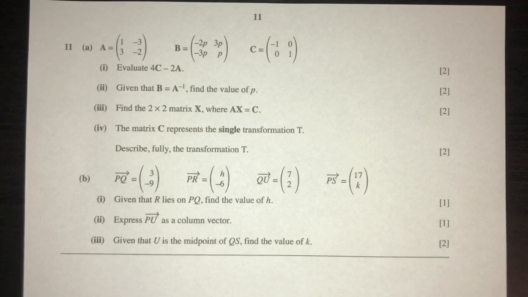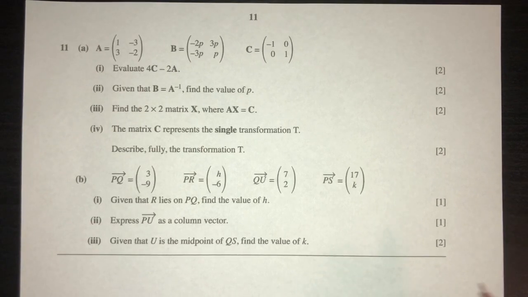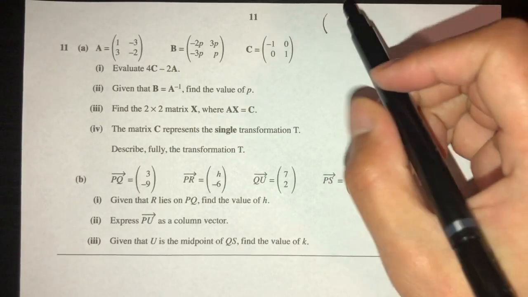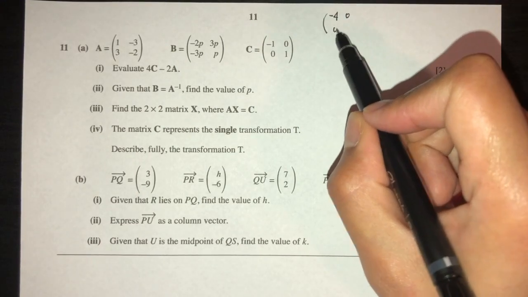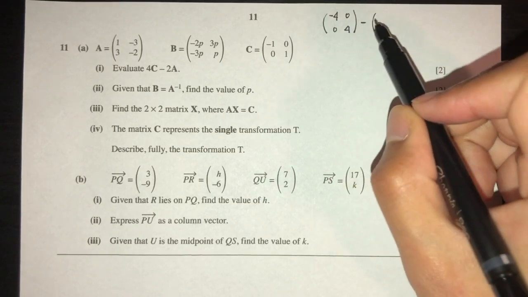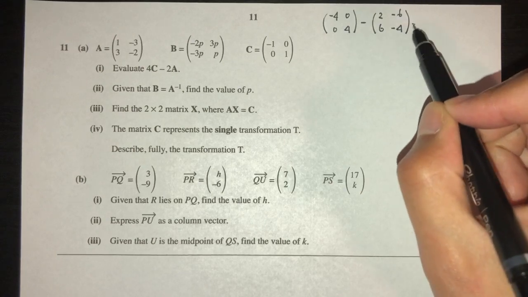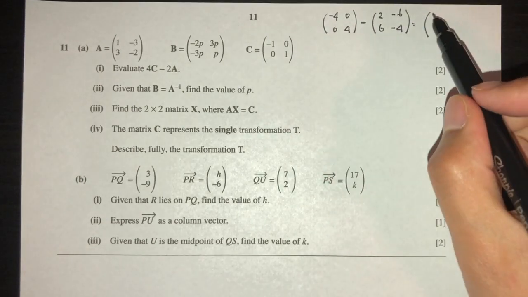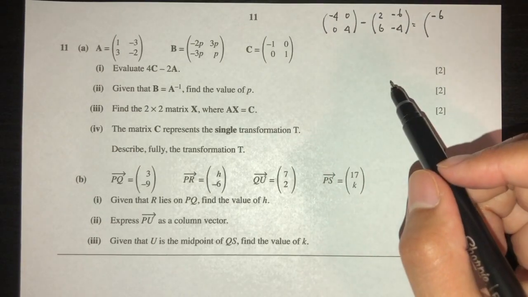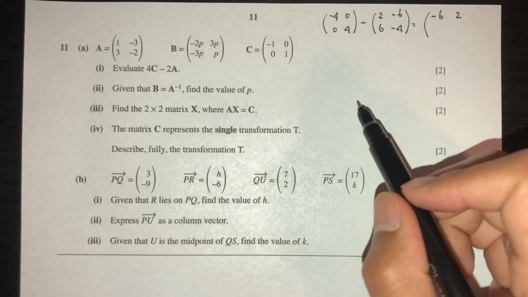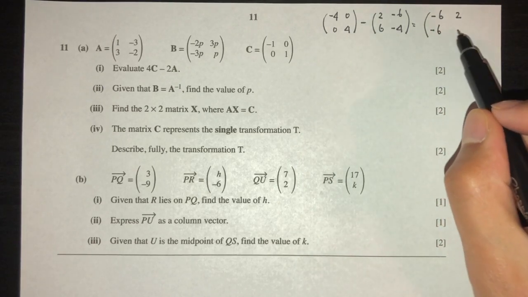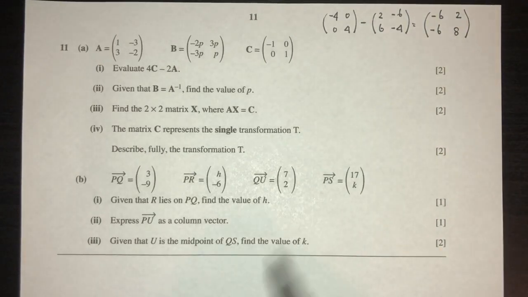So part A, we have a matrix A. Part B, we have B and C as well. So part 1, we have to find 4C minus 2A. Pretty easy, this one. So 4C, first bring the value of 4 inside, that will become minus 4, 0, 0, 4. Minus 2A, bring the value 2 inside, you will have 2, minus 6, 6, minus 4. That will be minus 4 minus 2, minus 6. Minus 4 minus 6 will be 2. 0 minus 6 will be minus 6, and that will be 8. That will be your answer for this one.